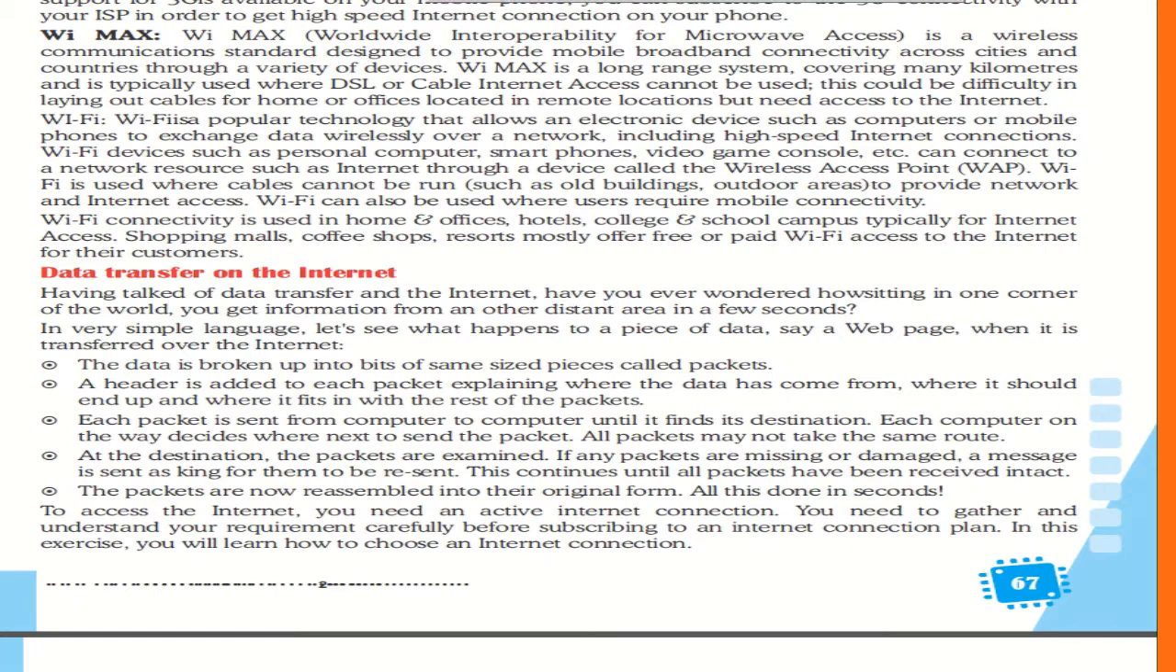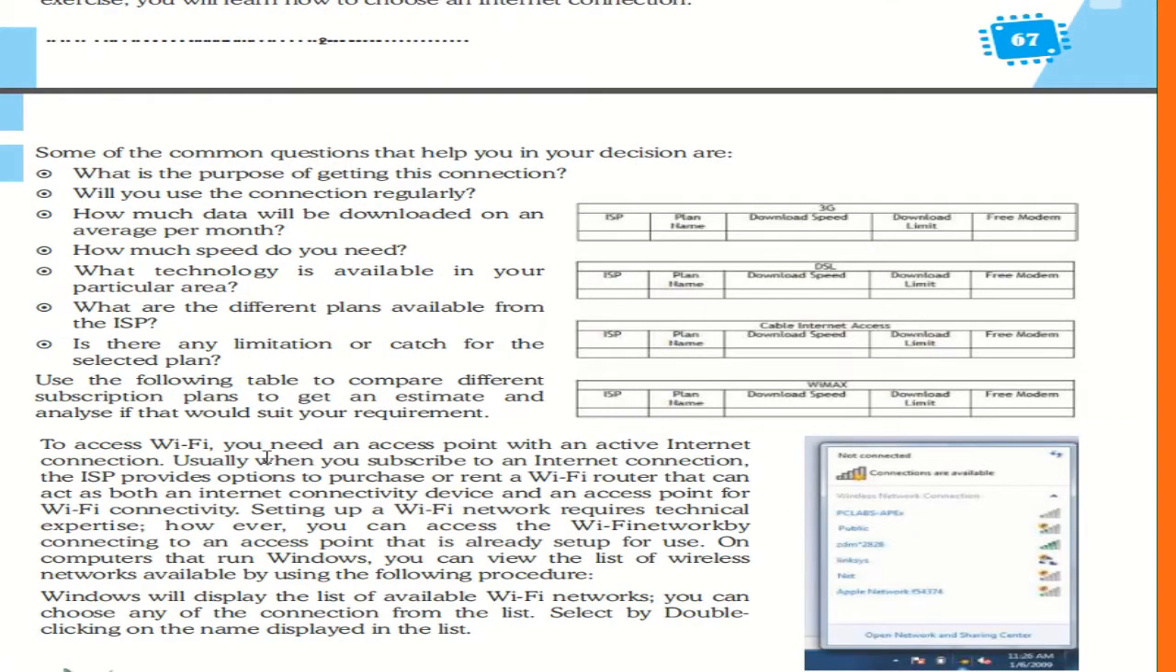On your internet. So to access Wi-Fi, you need an access point with an active internet connection. Usually you can see an image like this, from where you can see what Wi-Fi connections are available, and you choose the particular Wi-Fi connection to get Wi-Fi connectivity. You can connect through the Wi-Fi router that acts as both an internet connectivity device and an access point for Wi-Fi connectivity. Setting up a Wi-Fi network requires technical expertise. However, you can access the Wi-Fi network by connecting to an access point that is already set up for the user.